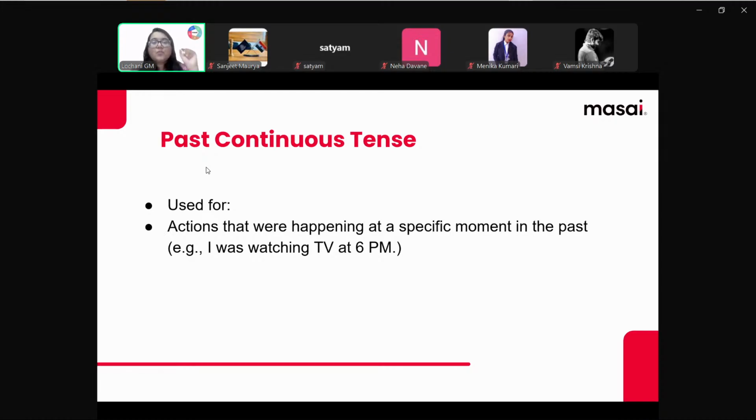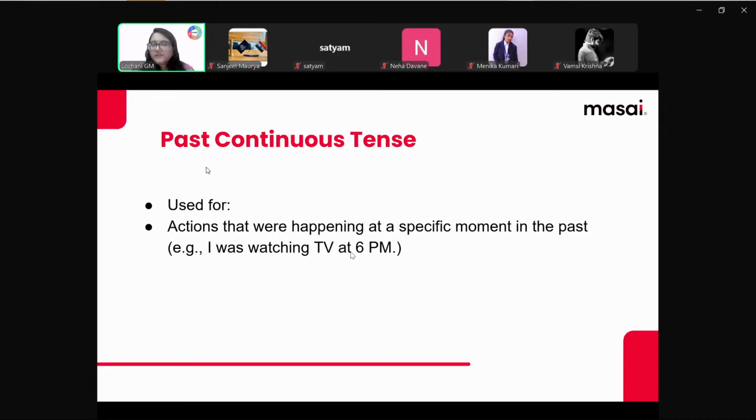So was plus verb plus ing is what you use with I, he, she, or it. Whenever you are referring to you, we, or they, that is plural, you use were. It is not pronounced as where, it is pronounced as were. So we were watching a movie or they were playing cricket. Whenever you want to talk about any action that was happening at a specific moment in the past, you use the past continuous tense.